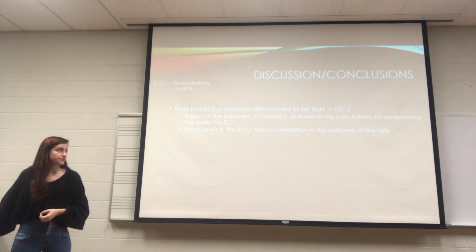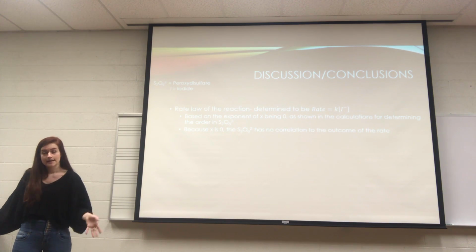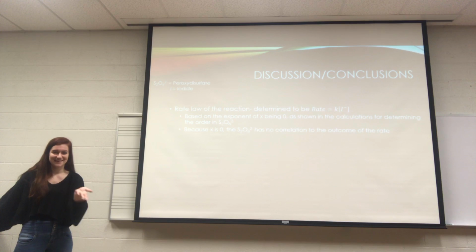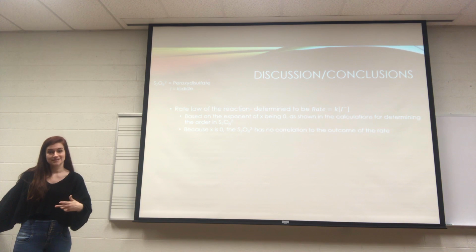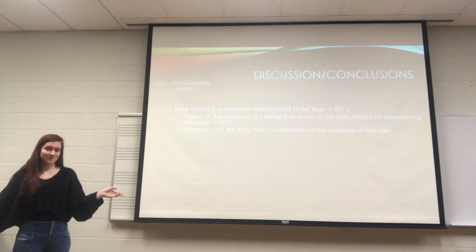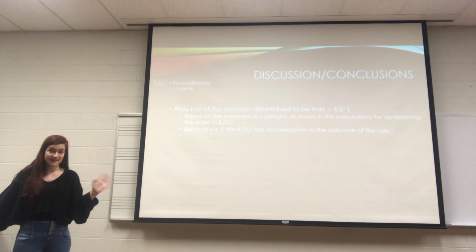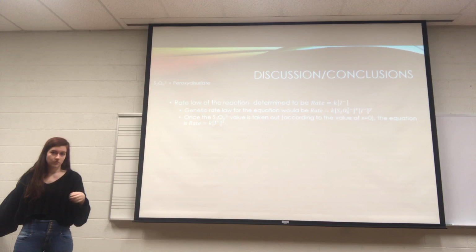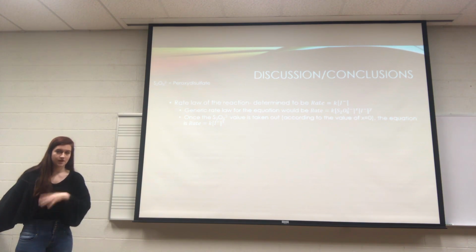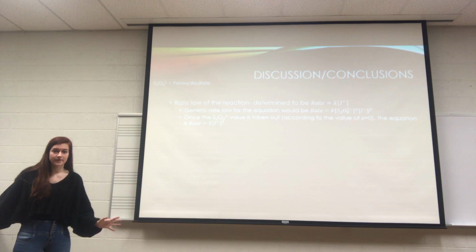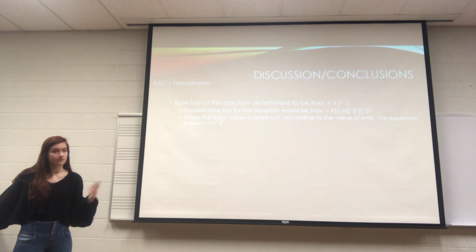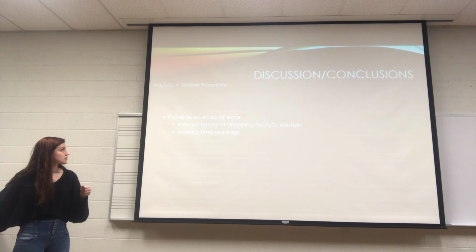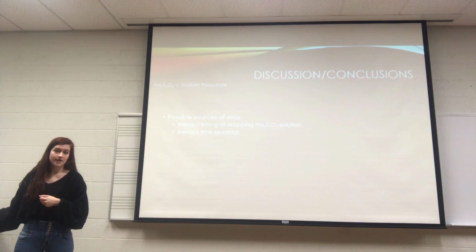So the rate law of the reaction determined previously in the experiment is k times iodide raised to the power of y, but again, because it's a 1, you don't have to write it, because anything to the power of 1 is just itself. After we establish that peroxydisulfate is raised to the power of 0, we know that that doesn't have to be included in the equation, because it's just going to end up as 1. And the generic rate law for the equation, again, would include the peroxydisulfate, but because we got rid of that because it's raised to the power of 0, we end up with rate equaling k times iodide to the power of y, 1.